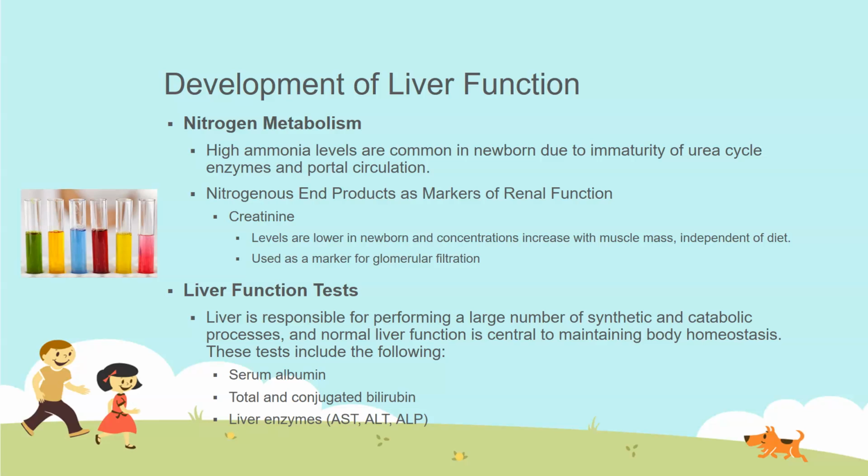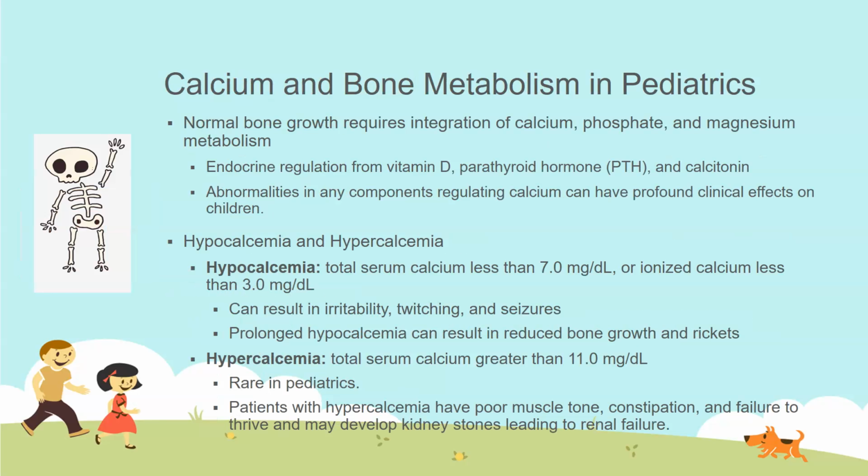The liver function test. The liver is responsible for performing a large number of synthetic and catabolic processes, so building and breaking down stuff. And normal liver function is central to maintaining body homeostasis because it makes a lot of stuff, and it clears a lot of waste. Liver function tests usually include at least a serum albumin, usually total protein and albumin, total and conjugated bilirubin, and the liver enzymes, at least AST, ALT, and alkaline phosphatase.